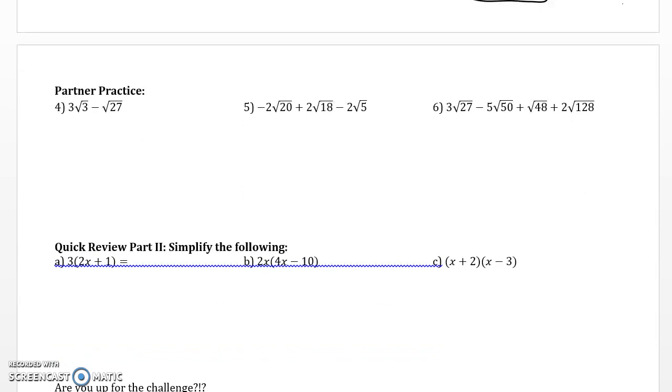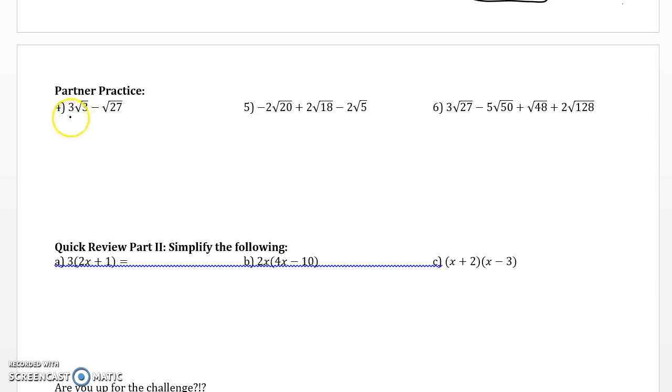Similar to that last problem that we did, we do have a couple radicals in each one of these problems that we will be able to simplify. And once it's simplified, we can go ahead and see if we do have any like roots that we will be able to consider like terms and combine.